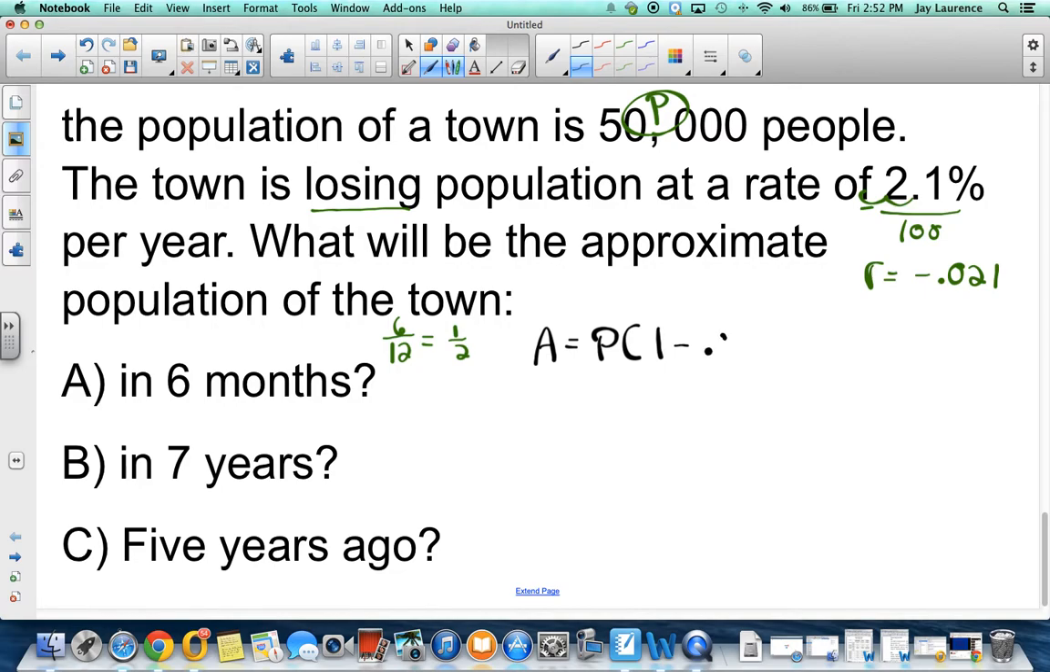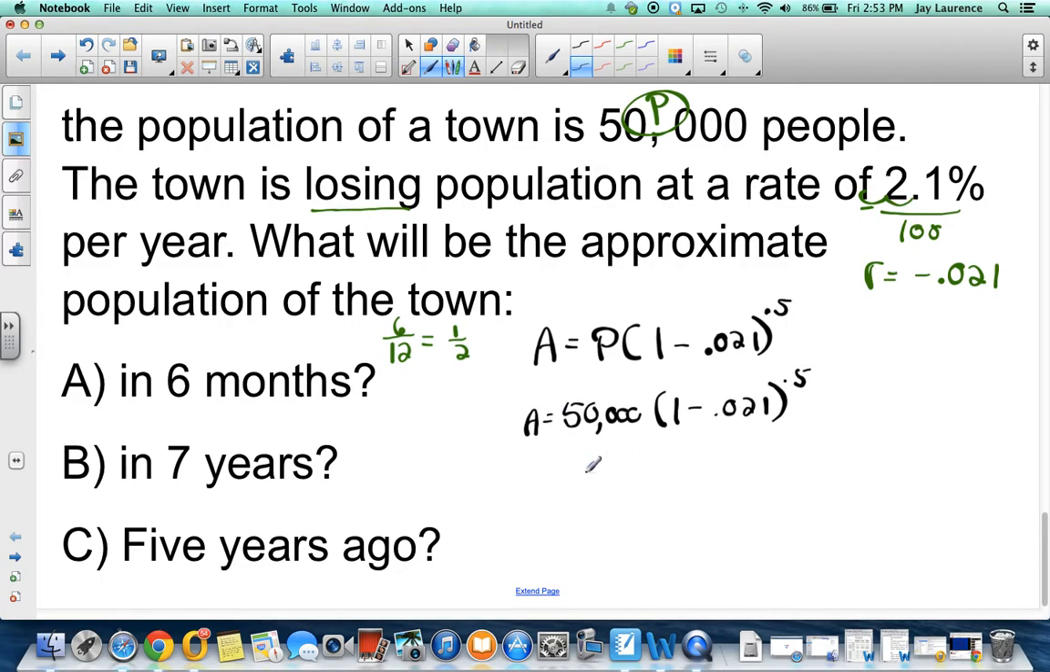1 minus 0.021 and put it to the 0.5 power or 1/2 power. Okay, I don't know if you realize this. Taking something to half power is like taking the square root. Oops, I should have put the P in there. The P was what, 50,000? 1 minus 0.021 to the 1/2 power.